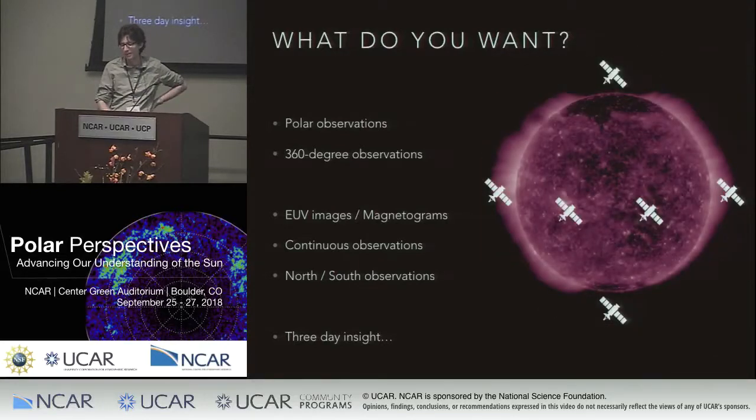But the main takeaway, at least for what I'm interested in, would be EUV images to capture coronal hole boundaries of the pole. We got around some of the wall effect by looking from multiple vantage points with the STEREO spacecraft. You can get a little bit around that wall effect, but still getting out of the ecliptic would help a lot. So again, EUV images would be great, magnetograms would be fantastic, so that seems pretty standard. Continuous observations, having simultaneous north and south observations would be great. And the 3-day insight, I need to think a little bit more about that.